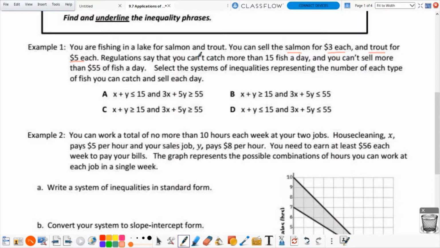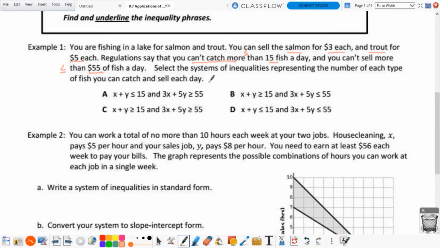Regulations say that you can't catch more than 15 fish a day. So if we can't catch more than 15, but we can catch 15, our sign is going to be less than or equal to. You can't sell more than $55 a fish a day. So that means less than or equal to as well. We can sell up to $55 and we can catch up to 15, but we can't catch more and we can't sell more.